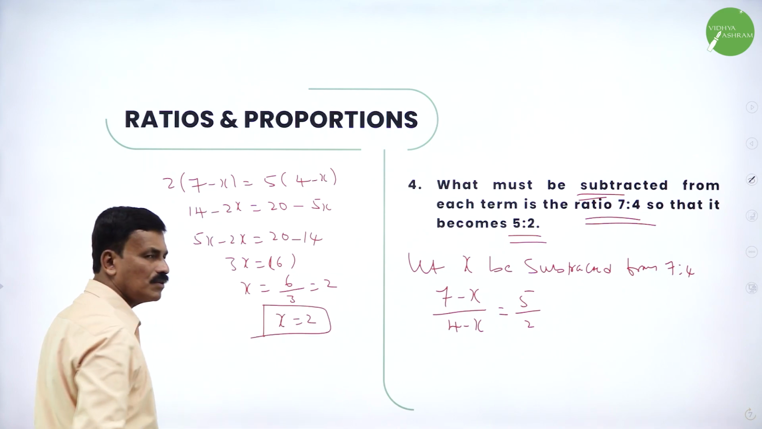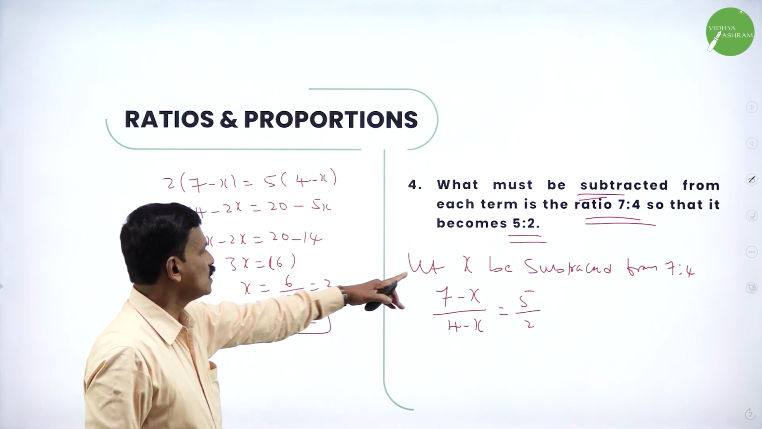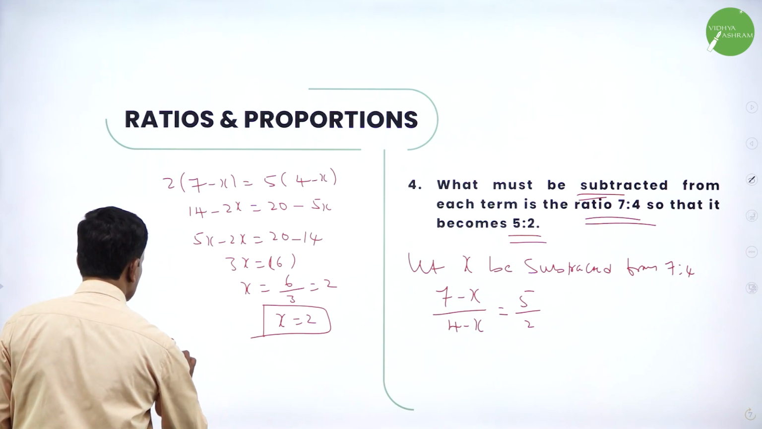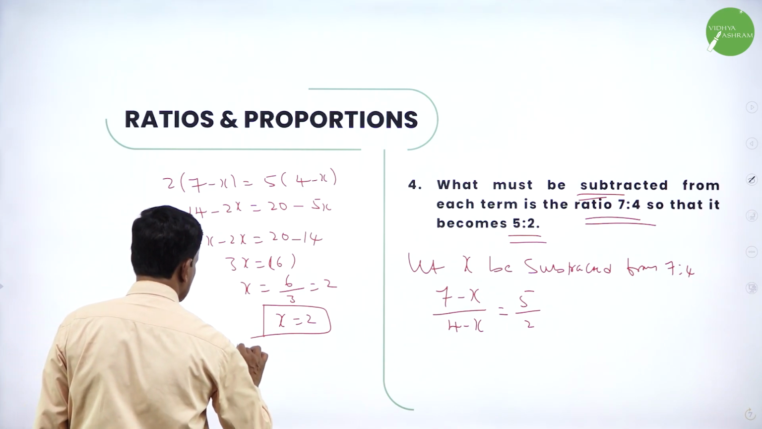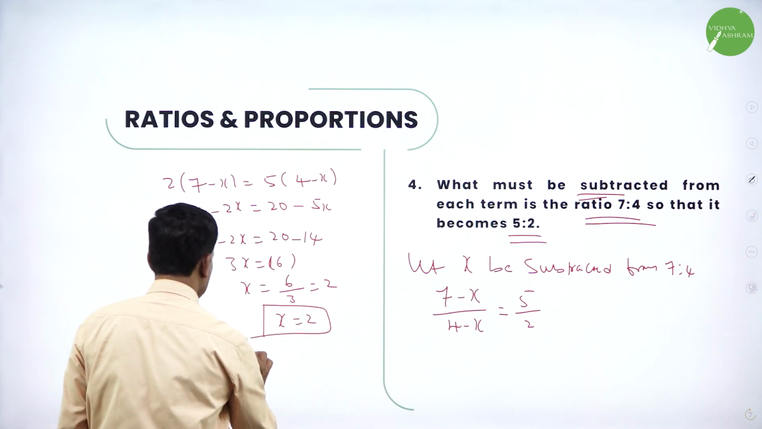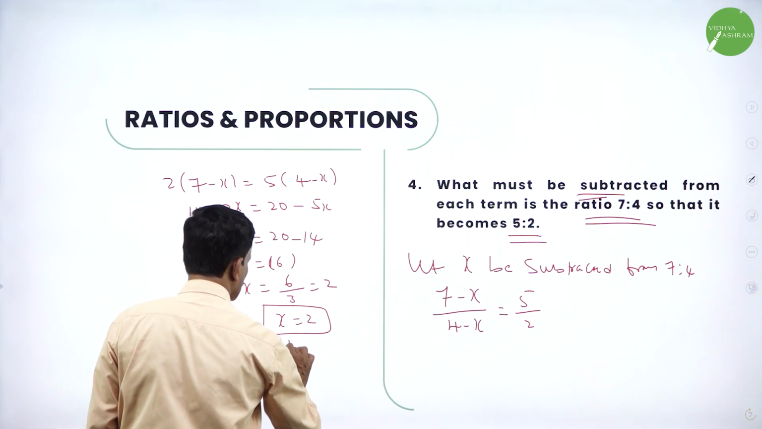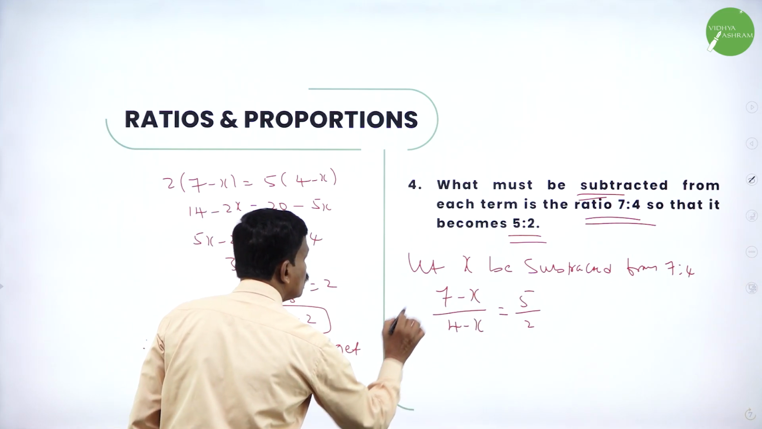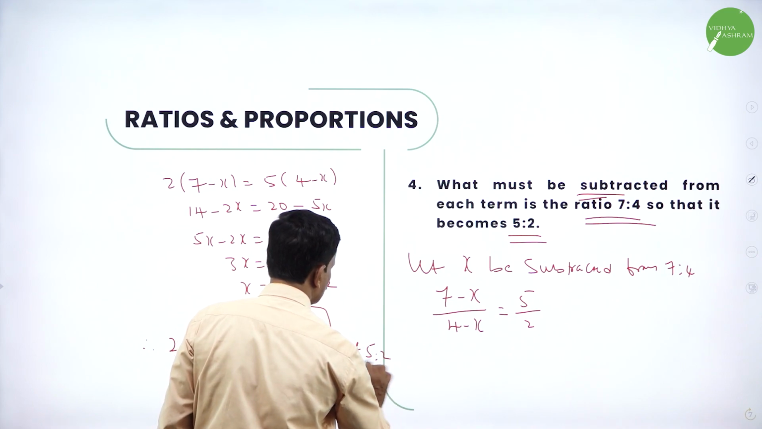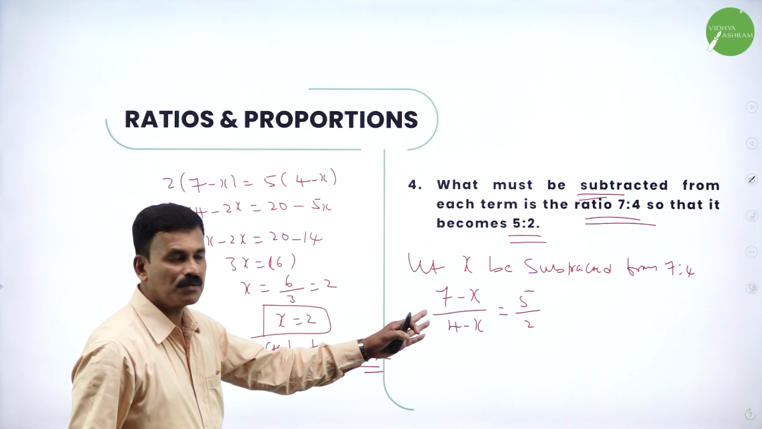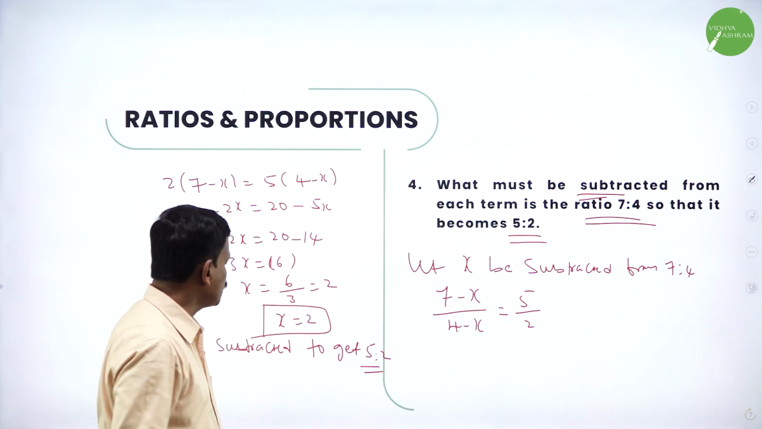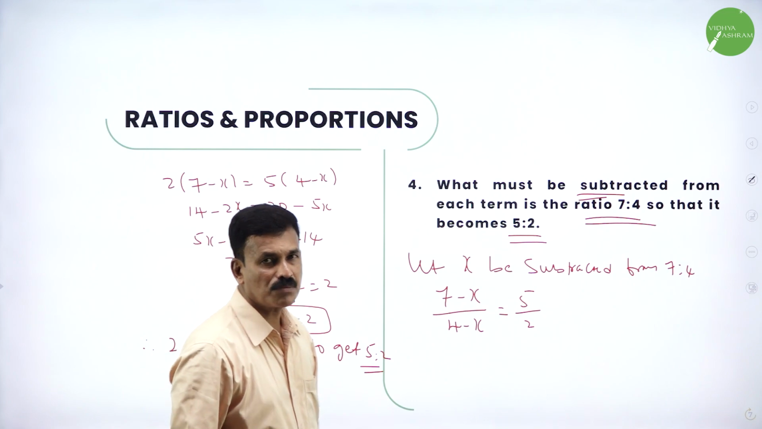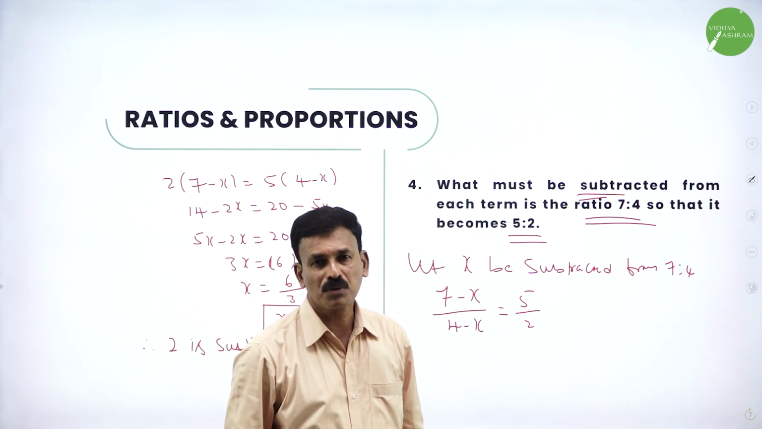That means x is 2. So 2 is subtracted from 7:4 to get the ratio 5:2. That's it. Very simple concept. Hope you followed. Now move on to the next problem.